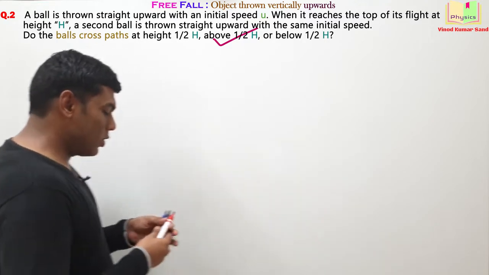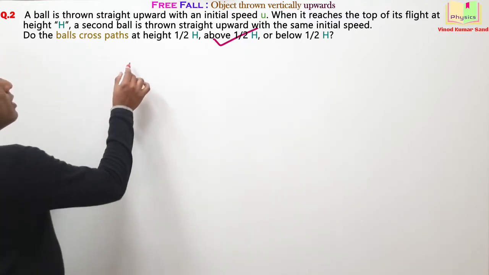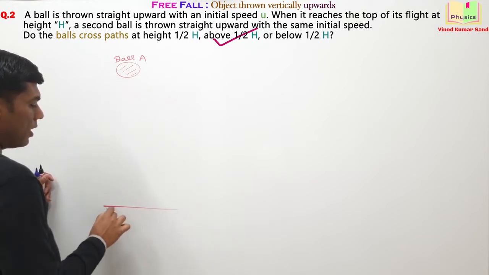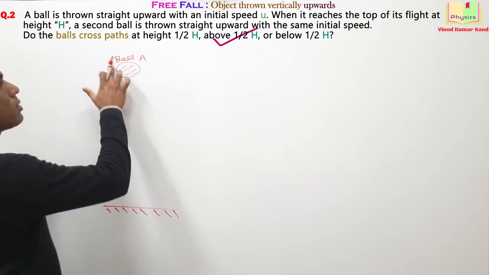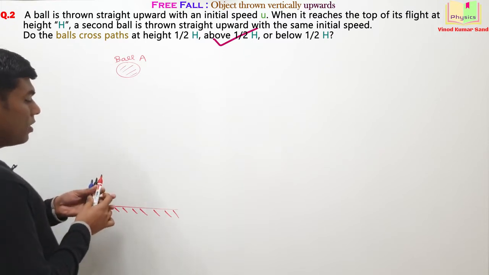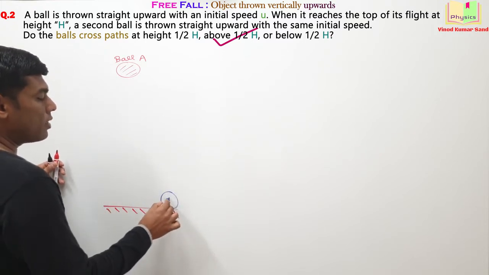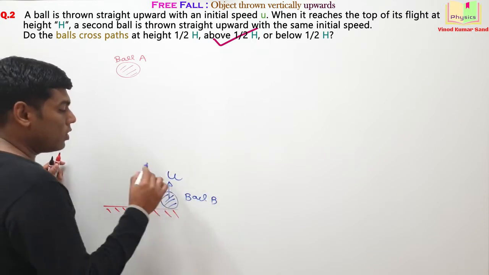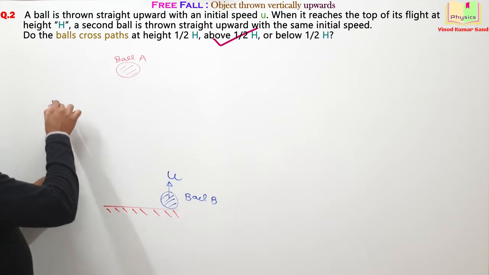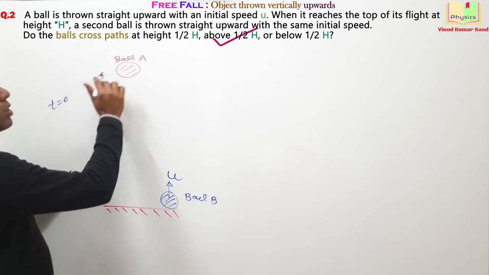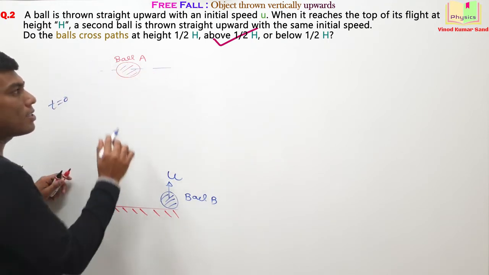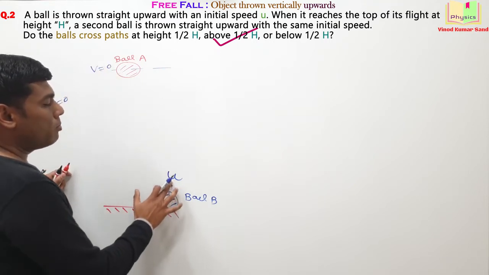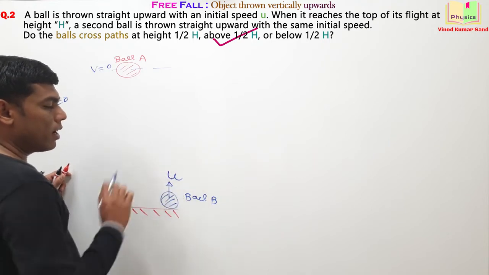Why? Pay attention. Suppose this is ball A. It was thrown from the ground and it has reached its maximum height. At this moment, the ball B is thrown up. Okay, let's say its speed is u. This moment we consider as t is equal to 0. So at t is equal to 0, the ball A is at its highest level. Its instantaneous velocity is 0, and the ball B is starting moving upward.